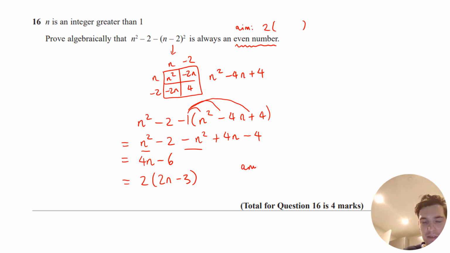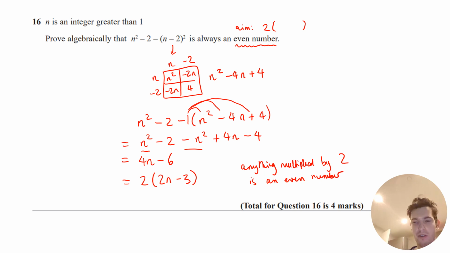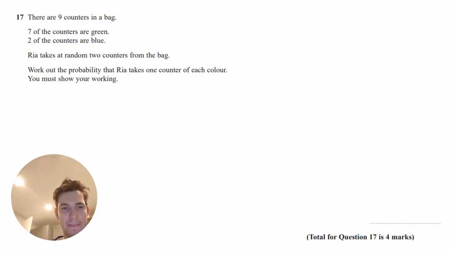So anything multiplied by 2 is an even number. Great. So 4 marks there. Should have been pretty straightforward as long as you didn't make a mistake with the brackets there or the collecting like terms. Let's move on.